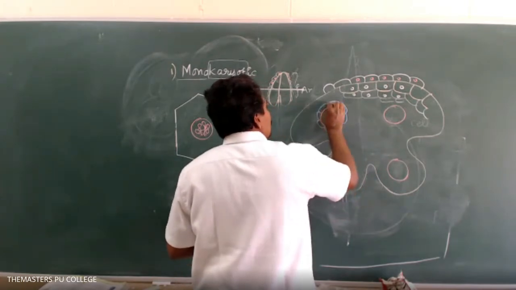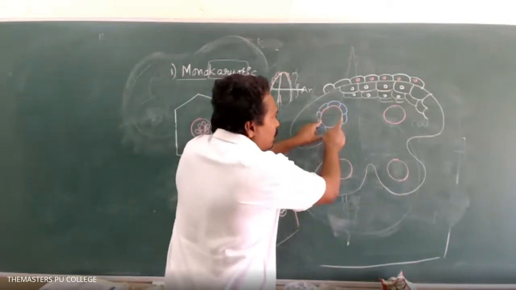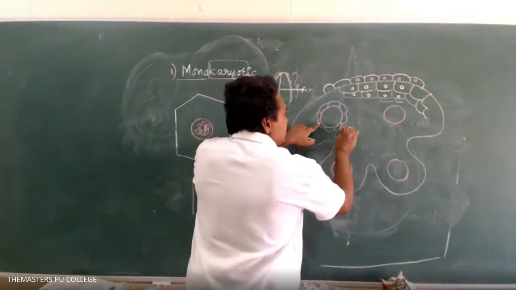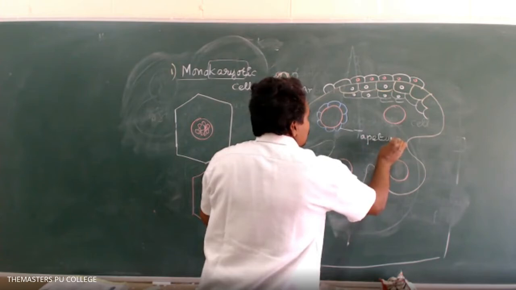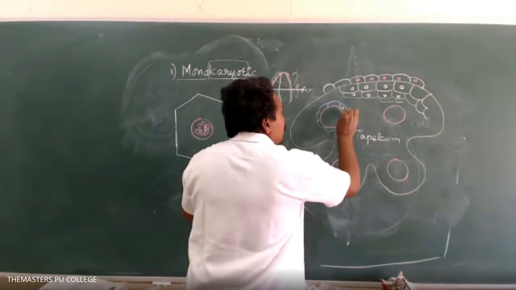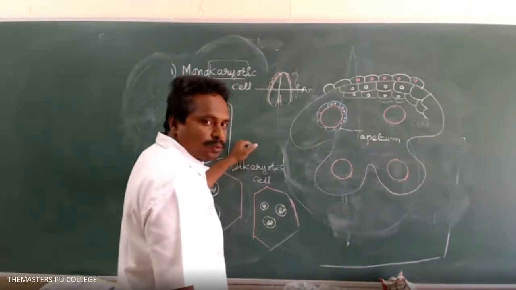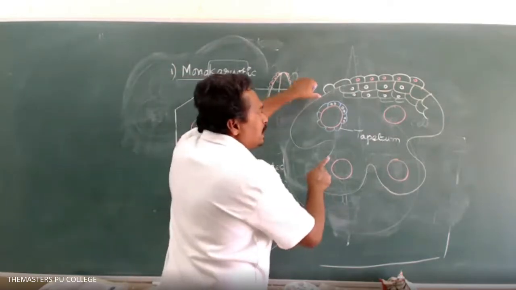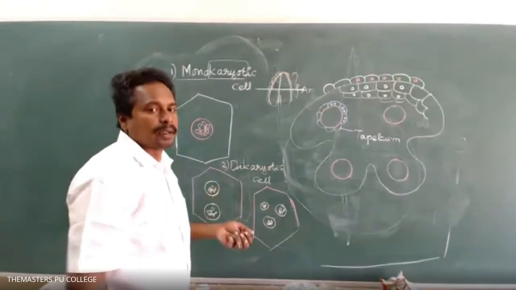Here I drew the cells in a single row, the blue colored cells. So around the microsporangium, these cells are tapetum cells. In tapetum cells, more than one nucleus is present. One nucleus is present, maybe two or more than two. In the tapetum layer, several cells are there. Each tapetal cell consists of two nuclei or more than two nuclei.